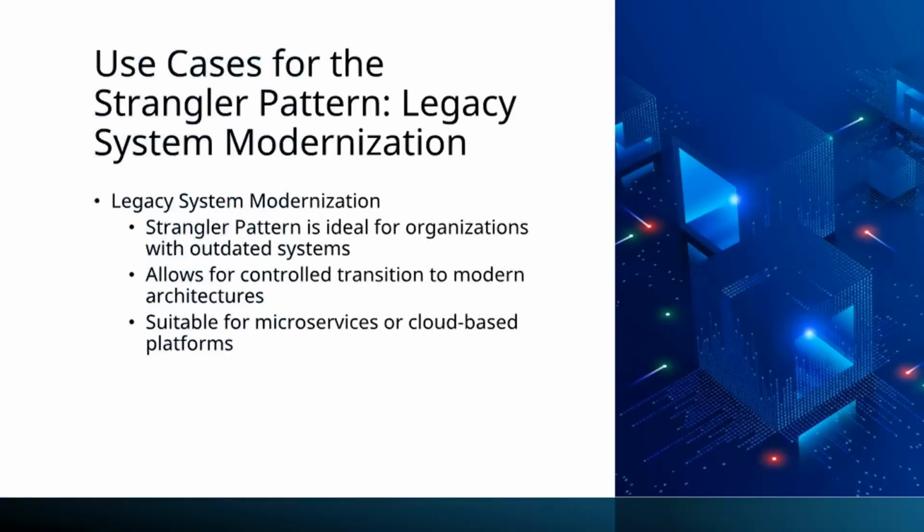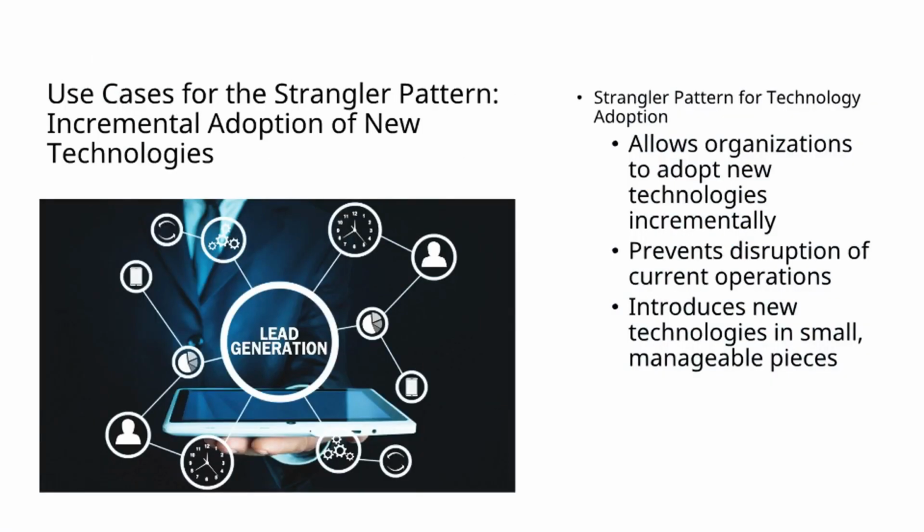The Strangler Pattern is perfect for modernizing legacy systems. It allows a controlled transition to modern architectures like microservices or cloud-based platforms. Organizations can use the Strangler Pattern to adopt new technologies incrementally, preventing disruption of current operations. This method introduces new technologies in small, manageable pieces.